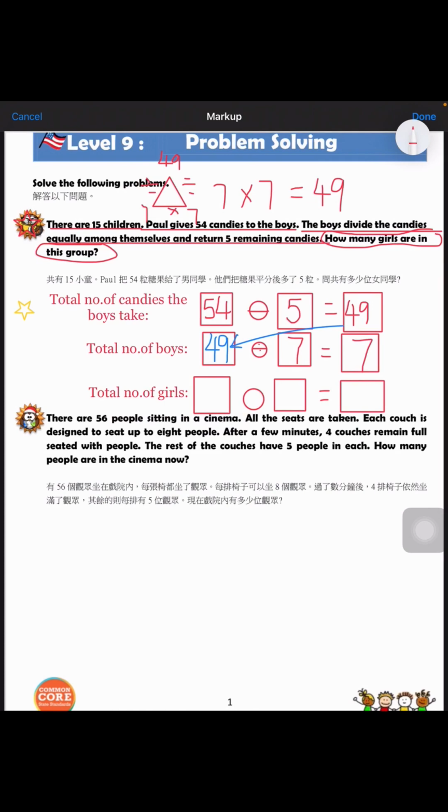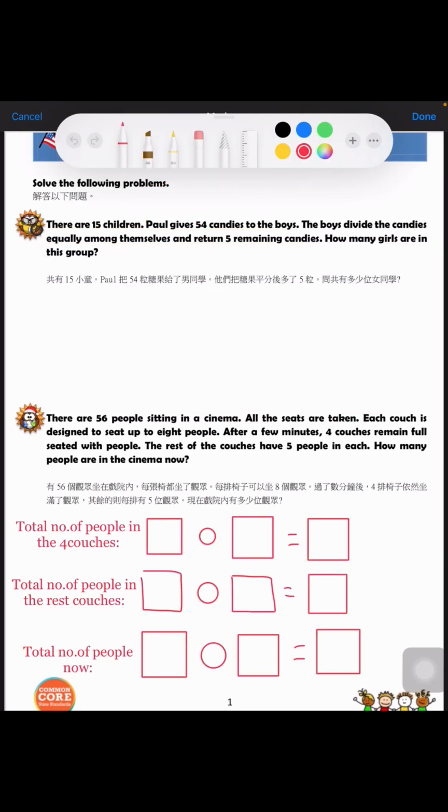Since we know that the number of children is 15, the number of girls would be 15 minus the number of boys, 7, equals 8. Let's move on to the next question.